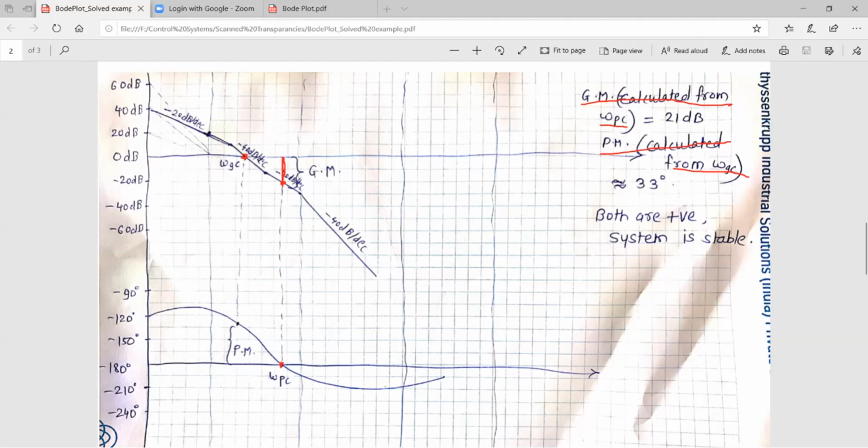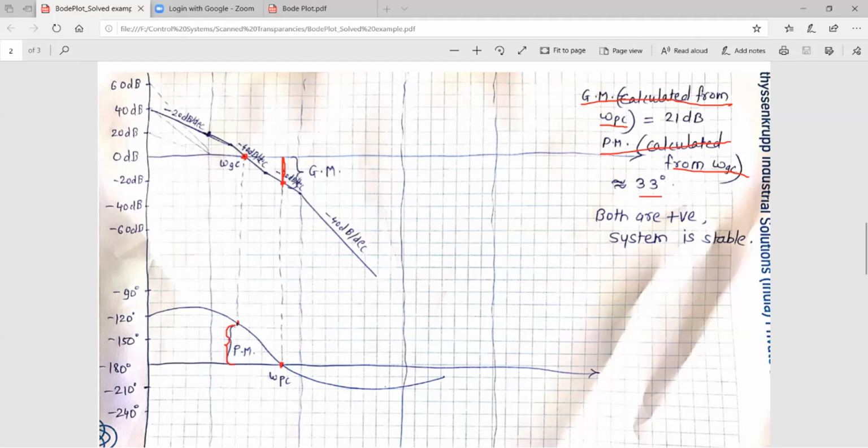Similarly, phase margin is calculated from omega GC. Mark omega GC and draw a dotted line till it crosses the phase plot at this point. This much amount of phase can be added till the system becomes unstable. This value is known as phase margin. I have calculated it around 33 degrees. So gain margin is 21 dB and phase margin is 33 degrees. Both are positive, and so the system is said to be stable.